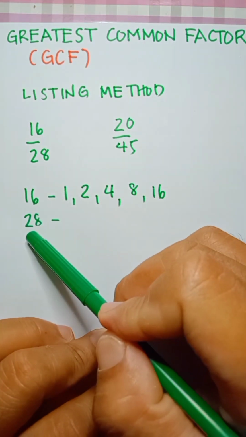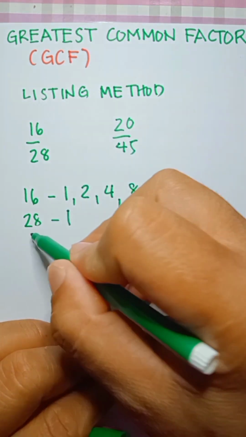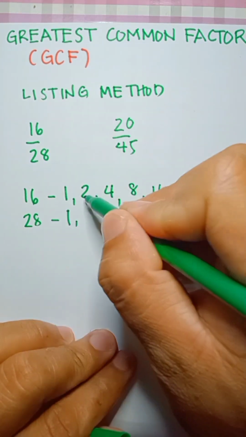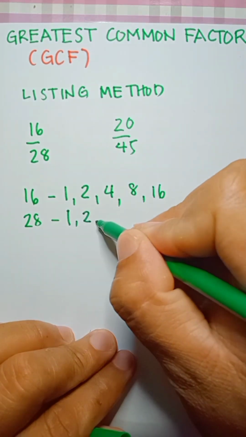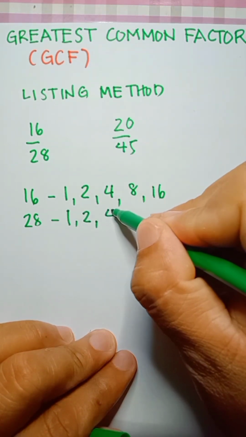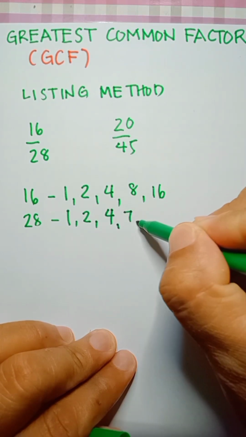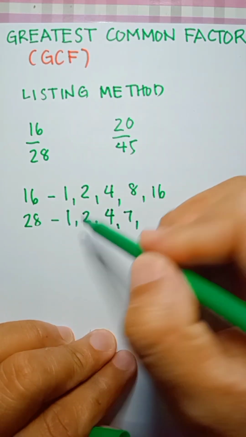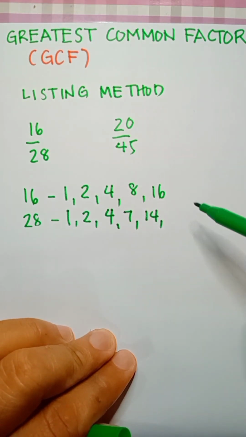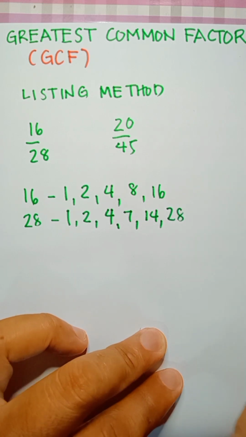Okay, let's proceed to 28. 28 can also be divided by 1, and 28 is also an even number, so it can be divided by 2, right? And 28 can be divided by 4 as well. And 28 divided by 4 is simply 7. And 28 divided by 2 is 14. And lastly, 28 can also be divided by 28.